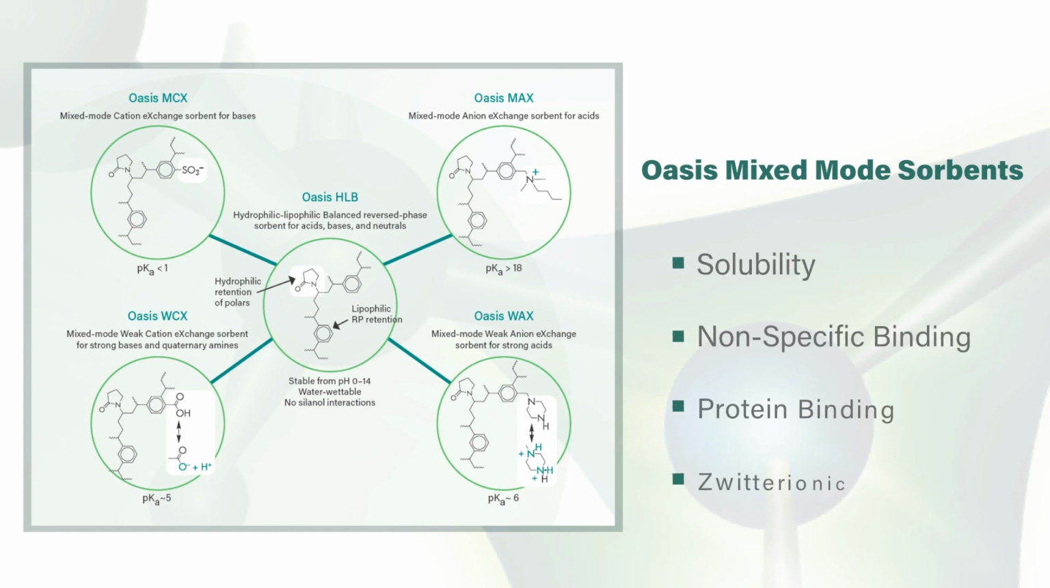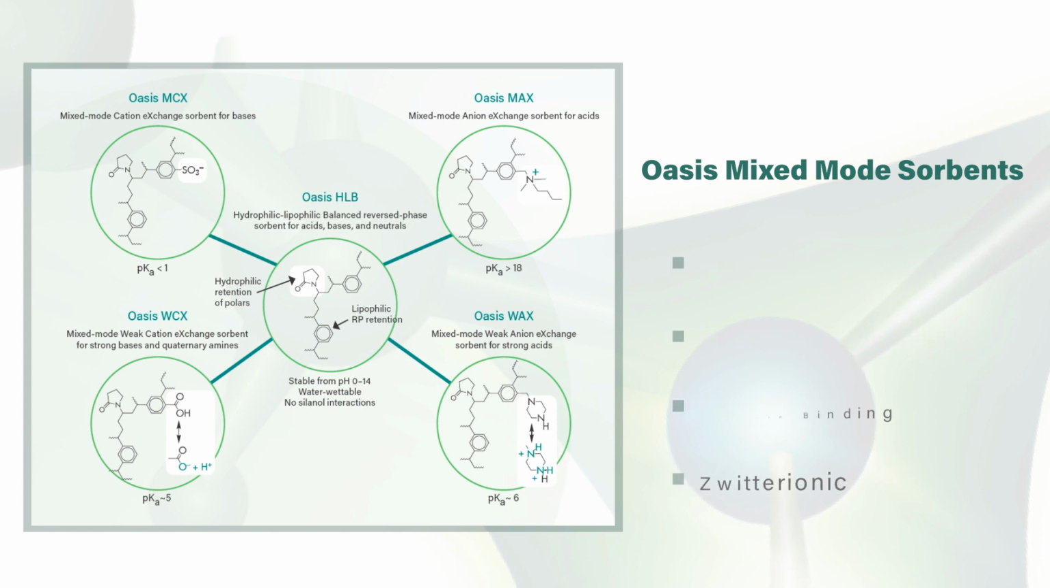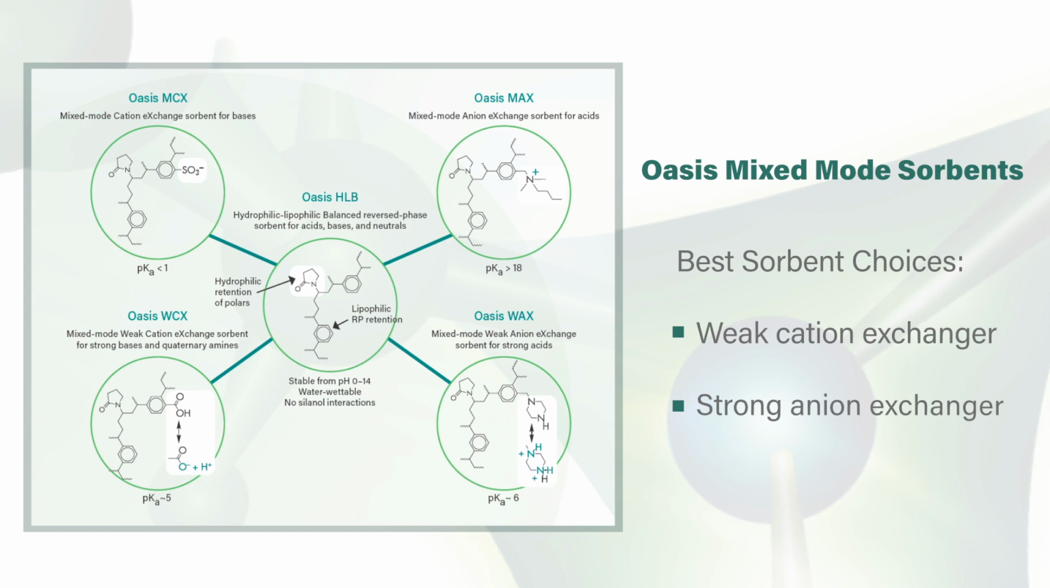Peptides are challenging in terms of solubility, nonspecific binding, and protein binding. They're also zwitterionic, meaning that they have both acid and base functionality. Through some trial and error, research, and the development of internal expertise, we narrowed down the best sorbent choices to the weak cation exchanger and the strong anion exchanger, and put them into a method development plate format. We also developed a generic starting method that works well for most peptides. Let me explain what this method looks like and why the steps are what they are.